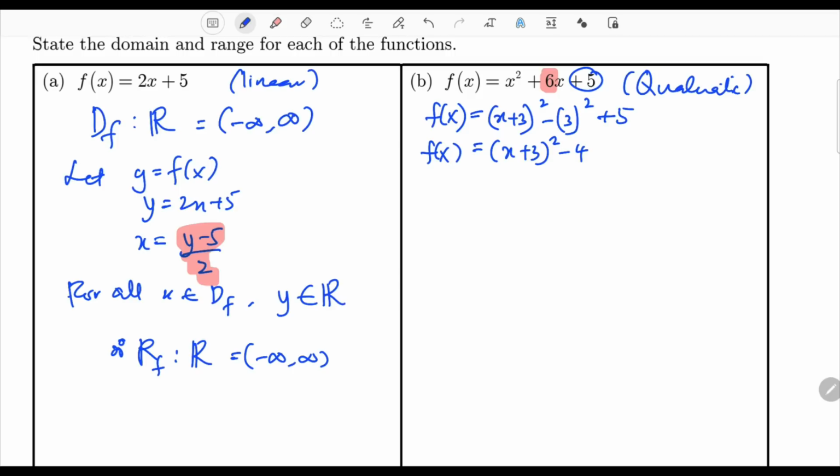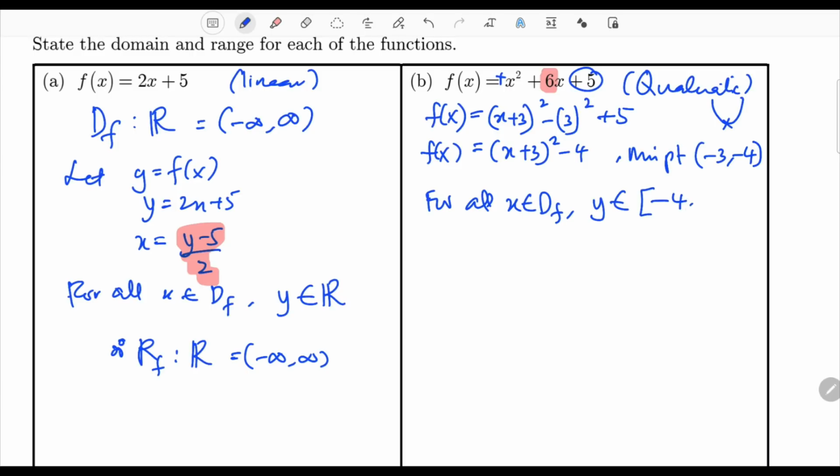So simplify, f(x) equal to (x plus 3) squared minus 4. If you look here, this is a positive graph, a smile curve with a minimum point. The minimum point will be (negative 3, negative 4). So for all x elements of the domain, the values of y will have a minimum of negative 4 and go up to infinity.